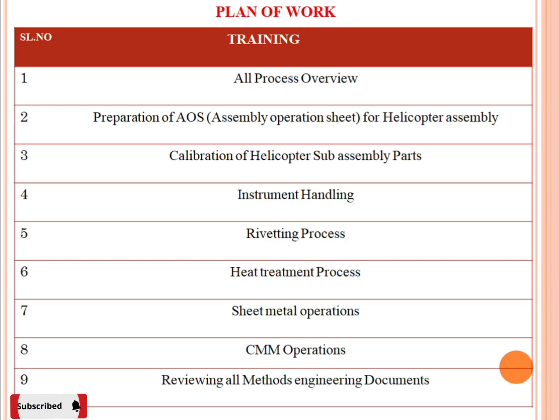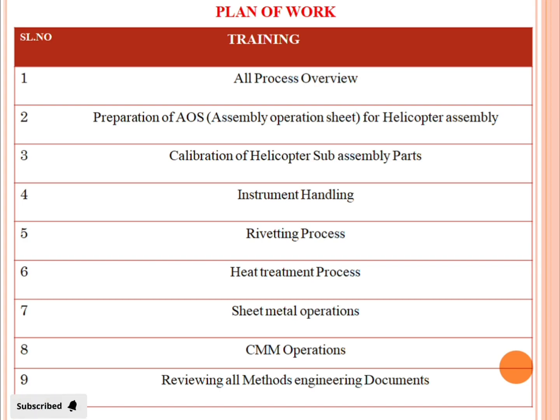Process overview in the sense there are many processes which will be carried out on a particular project. It may be drilling process, riveting process, adhesive application process, painting process, etc. Preparation of AOS, assembly operation sheet or route card or data sheet, which contains in detail the type of material to be used, type of tool to be used, and type of rivet if applicable, and the type of drill bit and the drill bit size to be used for subsequent operations and processes. Calibration of helicopter sub-assembly parts in order to reduce the errors in the final part.